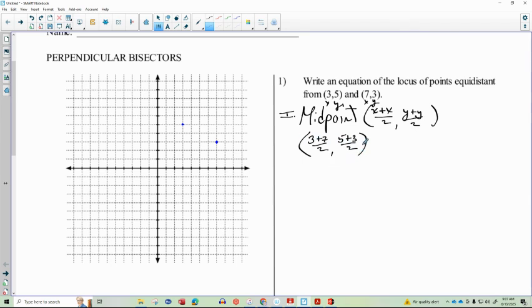I'm going to do the next part in my head. 3 plus 7 is 10, divided by 2 is 5. And 5 plus 3 is 8, and 8 divided by 2 is 4. Now, this point right here, (5, 4), is very important.